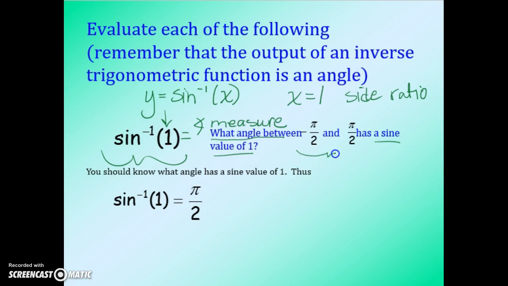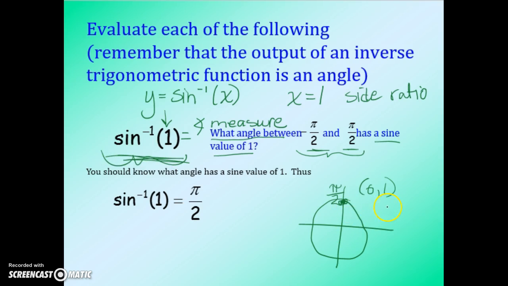Now we need to make sure that angle is in the original domain of sine, because that's what we're mapping back to, right? We're mapping back to those angle measures. And so remember from the unit circle, if we're looking for where sine has a value of 1, that's right here in the unit circle, and that is an angle measure of pi over 2. So to solve these inverse functions, you're going to go back to the unit circle and back to the original function to see what that angle measure was where that side ratio occurred. So the sine inverse of 1 is pi over 2.